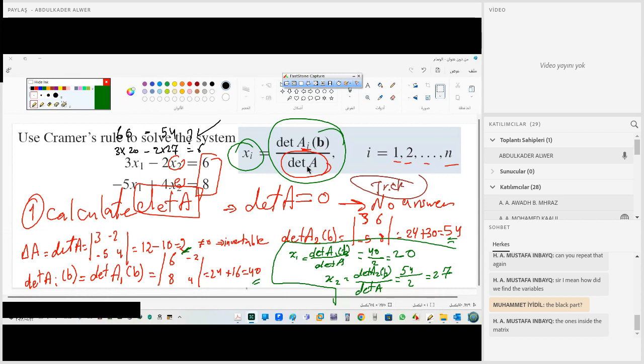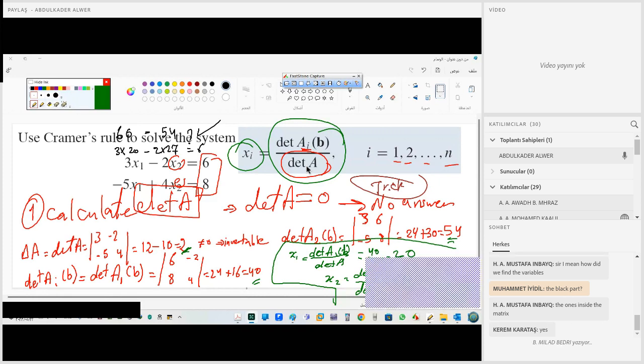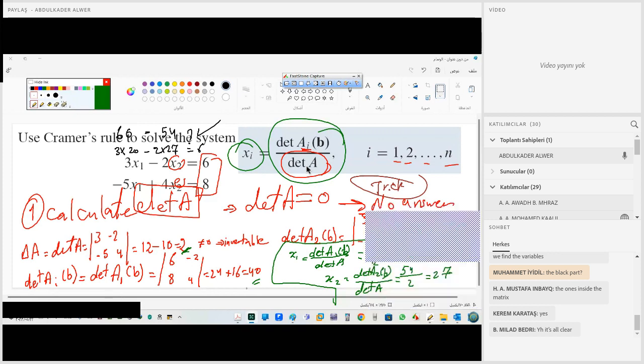So in Cramer, you have to calculate det A, det A1, det A2, det A3. Then xi is det Ai over det A. X2 is det A2 over det A. X3 is det A3 over det A. This is the Cramer rule. Need more examples? Yeah, I will make another example.